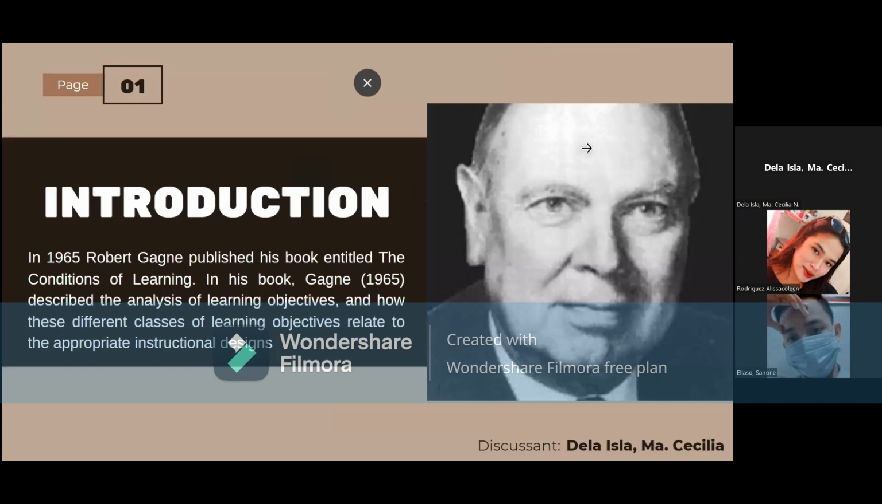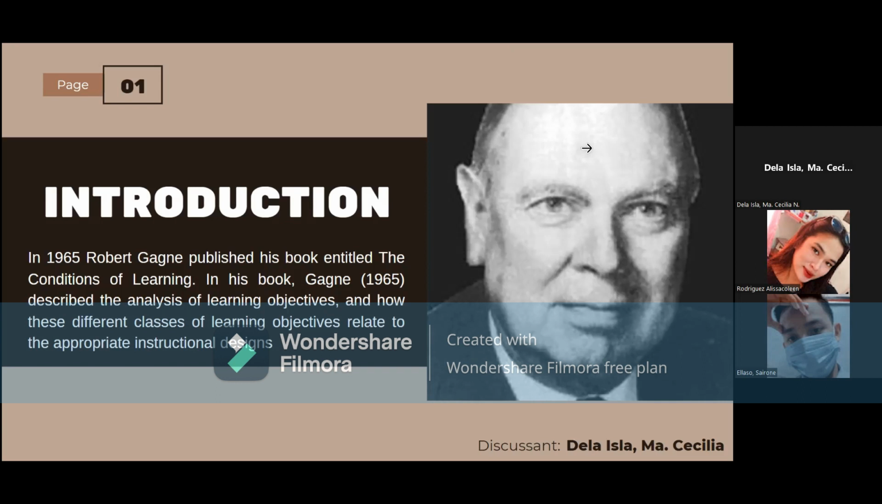So for our introduction, in 1965, Robert Gagne published his book entitled The Conditions of Learning. In his book, Gagne described the analysis of learning objectives and how these different classes of learning objectives relate to the appropriate instructional design. In The Conditions of Learning, Robert Gagne proposed a systematic approach to instructional design that was based on his analysis of learning objectives, and that instructional design will serve as the sequencing of the instruction.